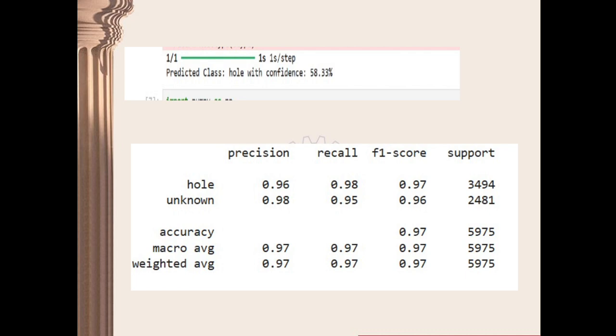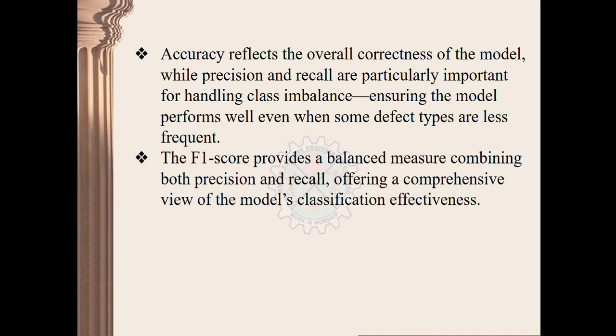You can see this is the training image, and here you can see the predictions, and the precision, recall and F1 score are calculated, along with the macro average and the weighted average. Accuracy is nothing but the overall correctness of the model, while precision and recall are particularly important for handling class imbalance. The F1 score is used to produce a balanced measure combining both precision and recall.